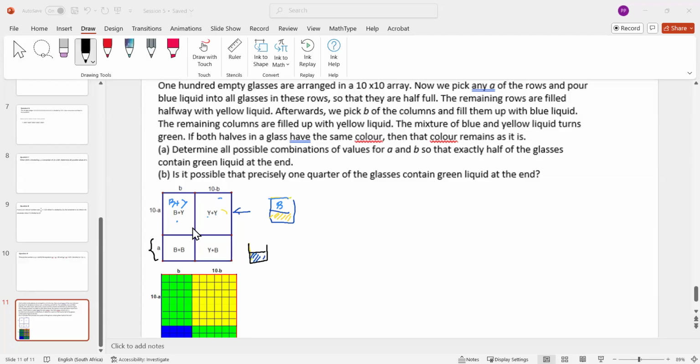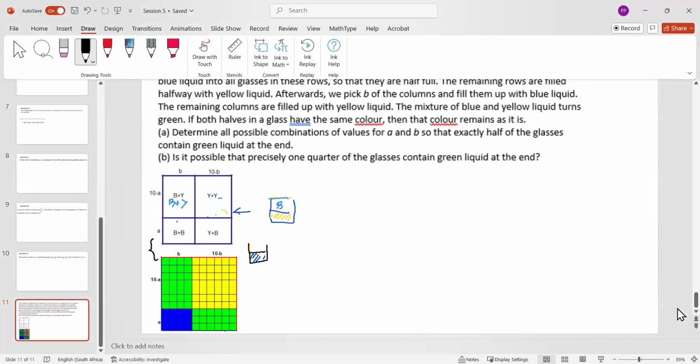Now what happens is when blue and yellow are mixed, you get green. So I can put green here. Y plus B is green here. And that's why you've got all yellows here and all blues here. So that is the picture there at the bottom. All these glasses are now full. Originally they were half full, now they're all full. And there are questions raised about them. Let's see what the questions are.